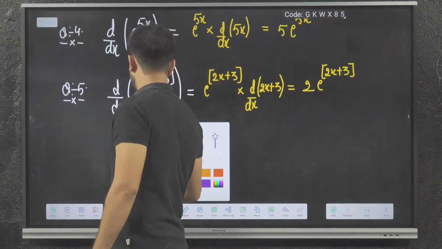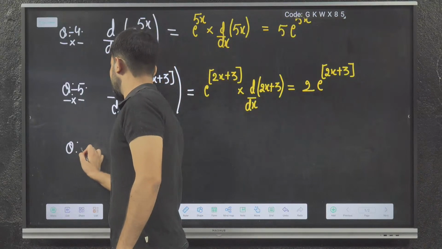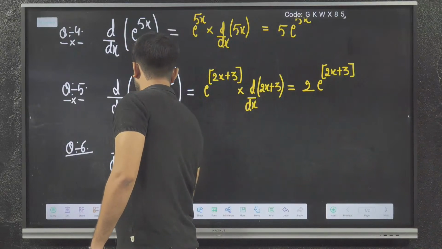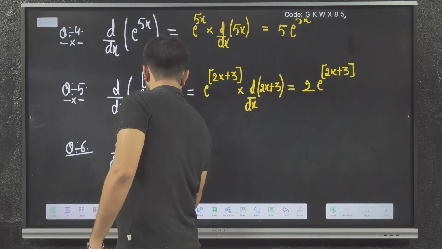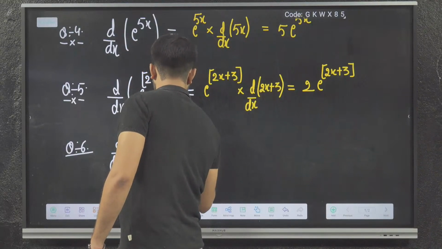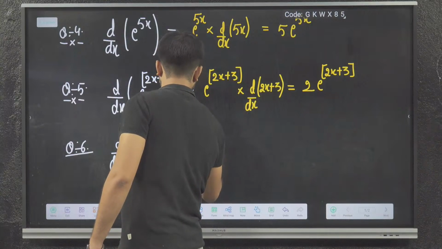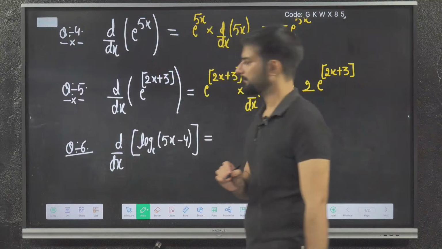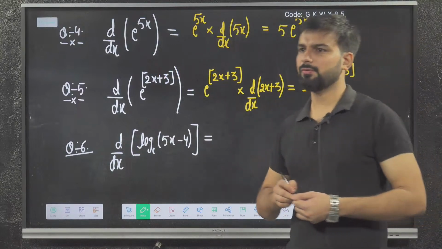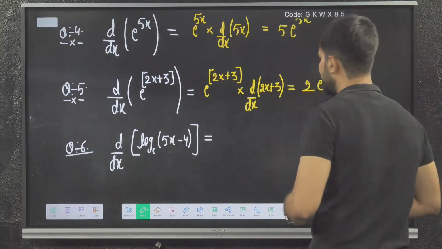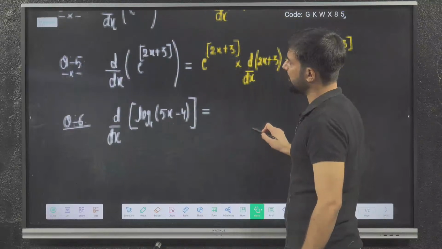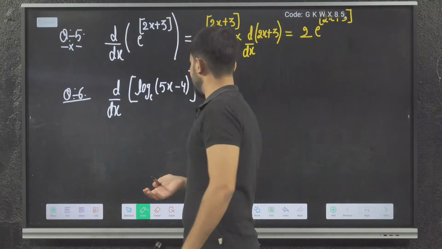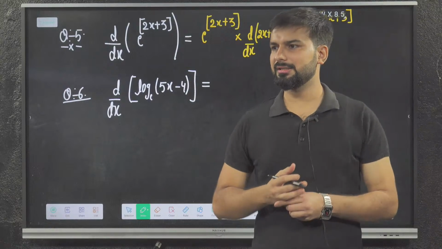Okay. We have this question number 6: d by dx of log e (5x minus 4). Tell me the answer of this. What is the answer I will get, beta? Very easy question. Tell me the answer.